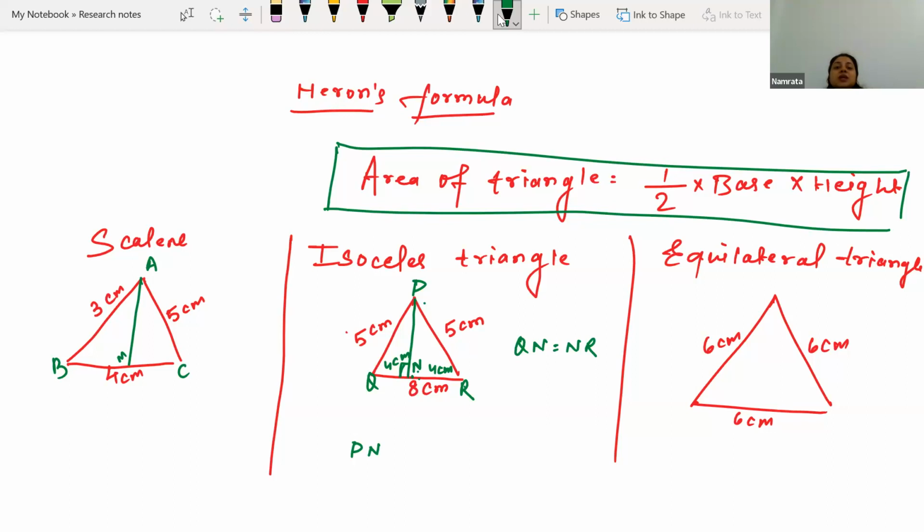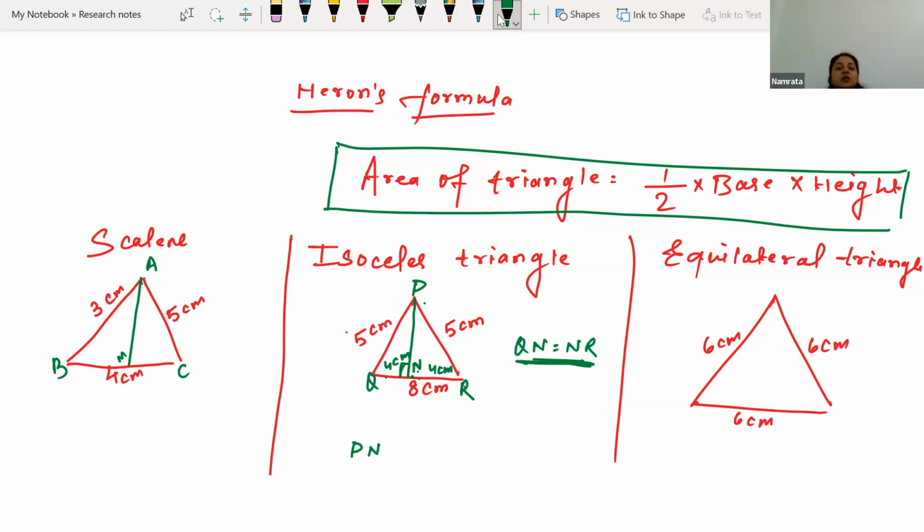From where did this theorem come? It came from the concept of congruency. You will be able to prove that the left hand side triangle and the right triangle are congruent with each other, and hence QN and NR will be corresponding parts of the congruent triangles, and hence both will be equal. From there only this theorem came out. So N will be the midpoint.